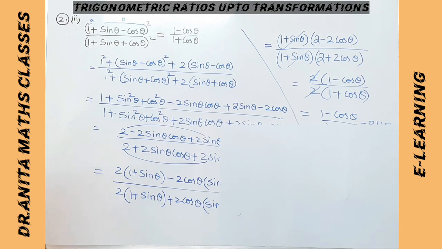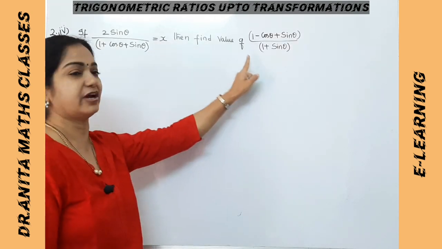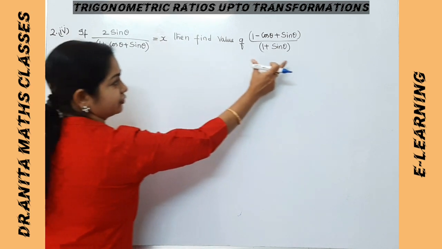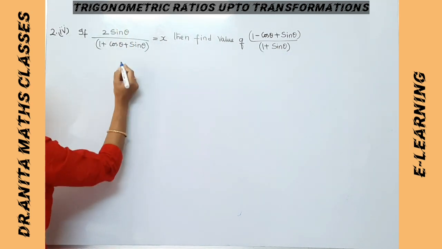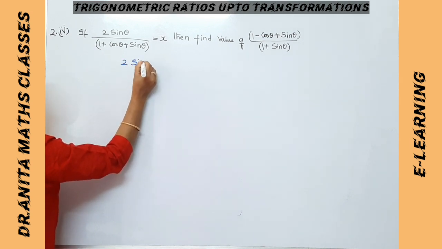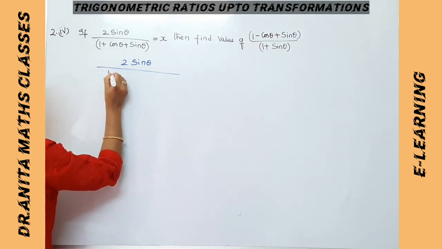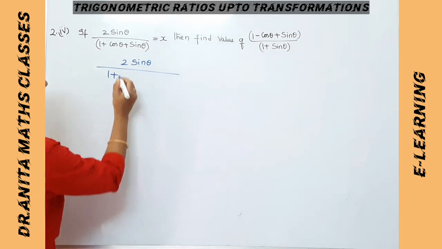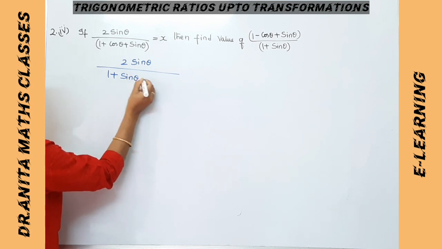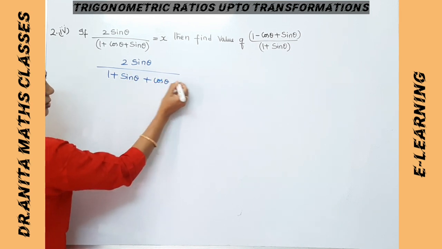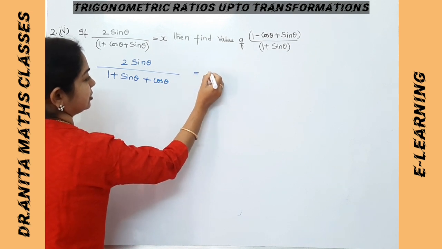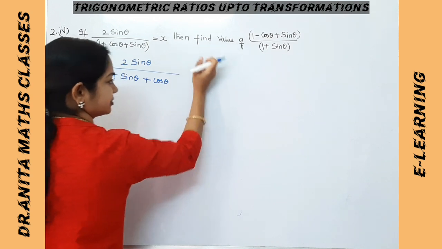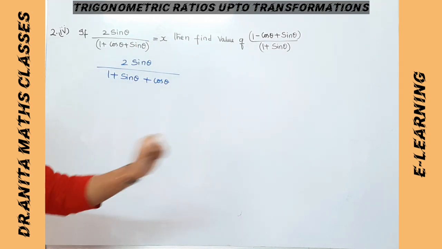Let's see the next problem. 2 sine theta by 1 plus cos theta plus sine theta equals x. Then find the value of this. Here, given, see here, this is the value of x. We have to find this value. Now we will start with this x value, 2 sine theta by 1 plus cos plus sine, I'll write the denominator as 1 plus sine plus cos. This value is equal to x. Let me simplify and later on we'll take it as x here.